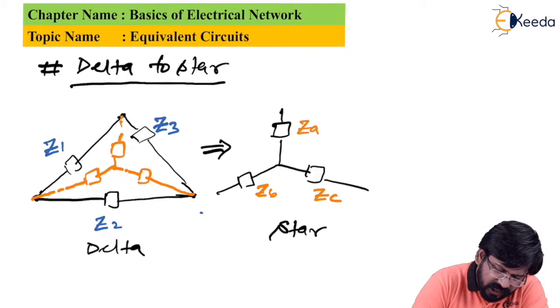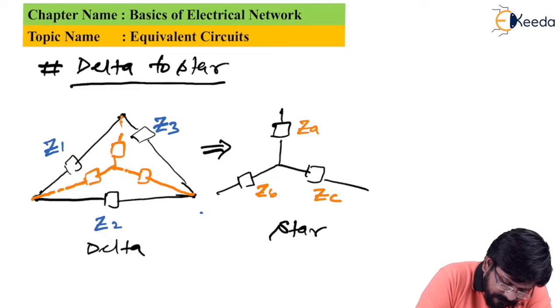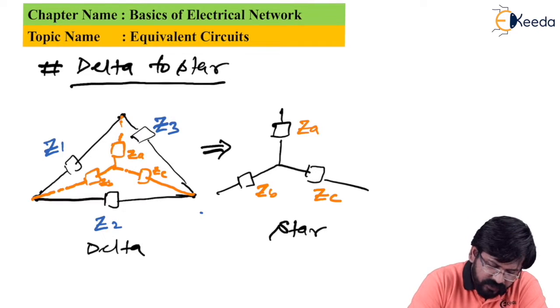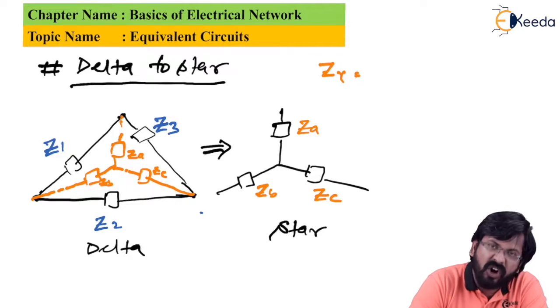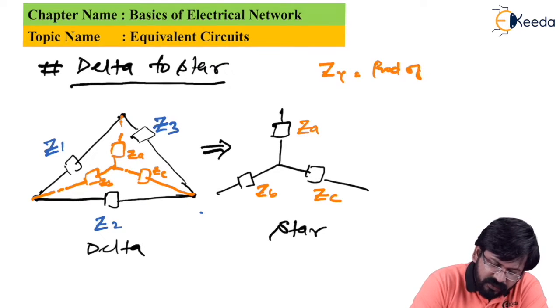And naming them accordingly as ZA, ZB and ZC. So this is ZA, this is ZB and this is ZC. So the formula says whenever you want star value, it is always product of adjacent divided by summation of all delta elements.